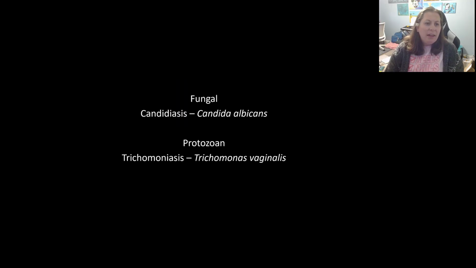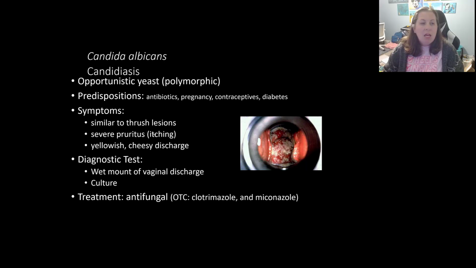The next ones we're going to look at here are the fungal and protozoan infections of the reproductive system. You can see we have Candidiasis. This is Candida albicans. We also then have trichomoniasis, which is Trichomonas vaginalis. So let's talk about the fungal infection first. The first one is Candidiasis. This one is an opportunistic yeast infection. This is a polymorphic type of fungus.